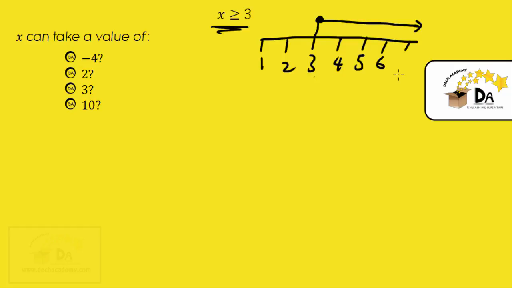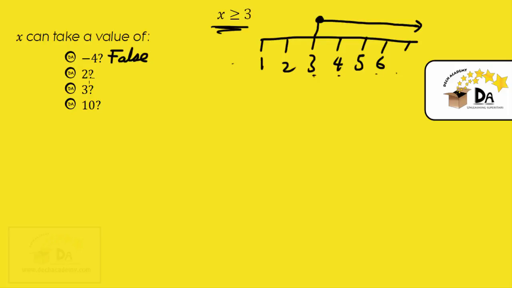So x is 3 or any number greater than 3. So x is 3, 4, 5, 6, 7, 8, and so on. Any number greater than 3 or 3. Now, let's look at this. X can take a value of minus 4. False, because minus 4 is less than 3. Minus 4 will be somewhere on the left.